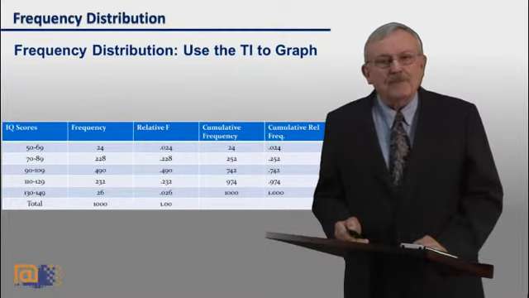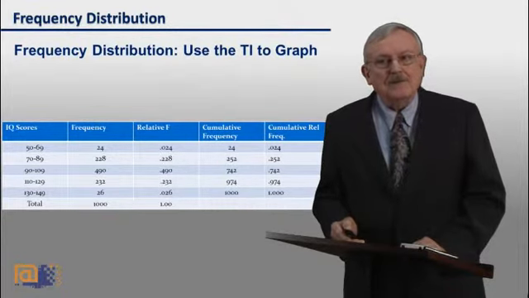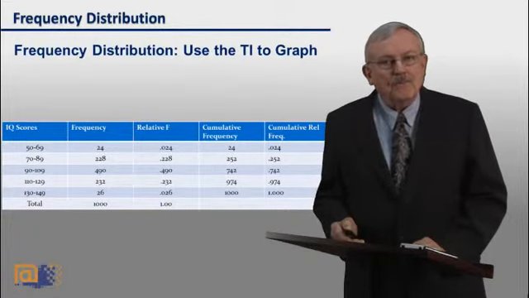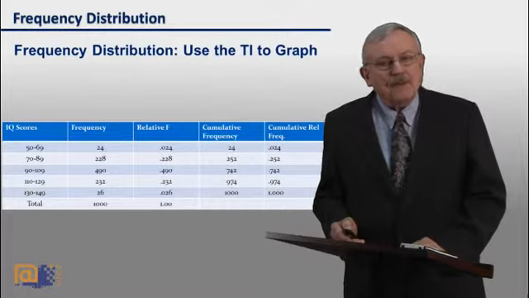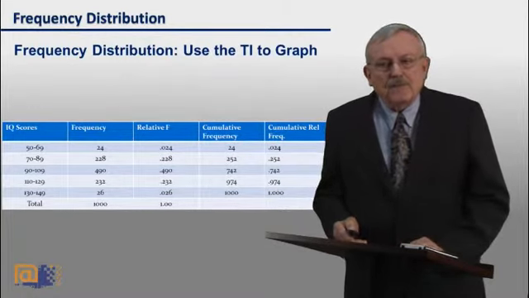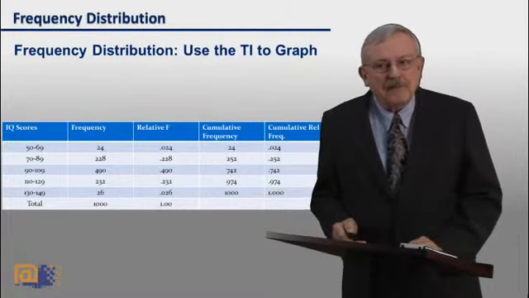The relative frequency is the percentage of the total number of observations within each class. For example, the first class has a frequency of 24. 24 divided by 1,000 gives us 0.024, or 2.4%, the total number of observations in that class. If we repeat that for each of the class intervals, we get the percentage of observations in each class, which ultimately will add up to 1 or 100%.